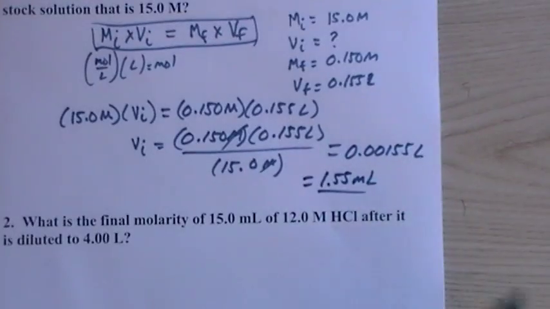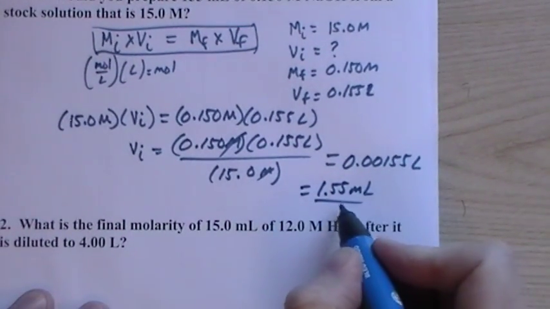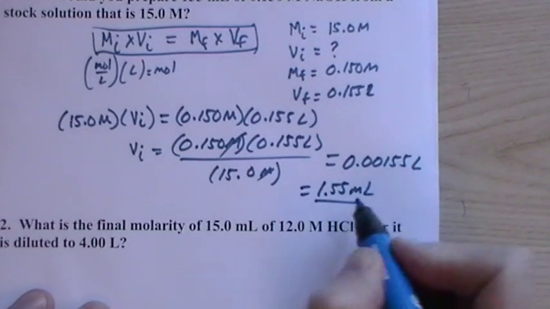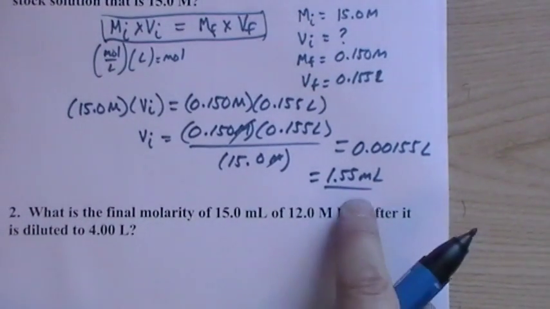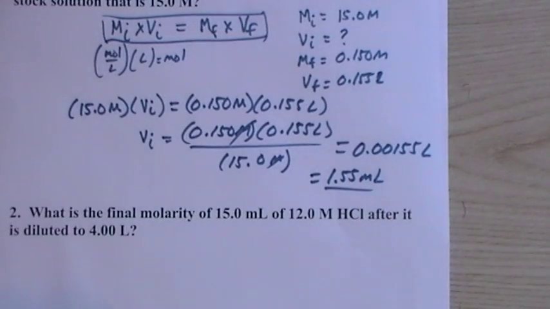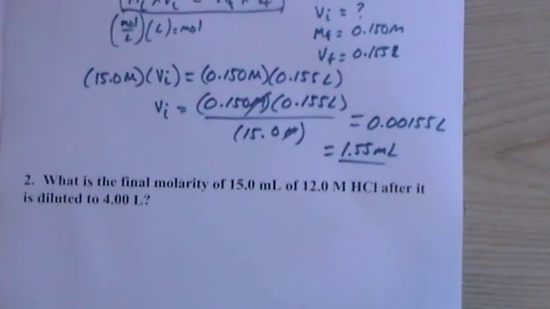If we had left it in mils to begin with, we would have ended up with this answer. And this is probably the better answer than liters, because this is such a small number here. Converting over to units that make a little more sense for us is better. I can easily envision 1.55 mils, because I've dealt with our 10 mil graduated cylinders. I can picture that. 0.00155 liters, that's a little tougher.